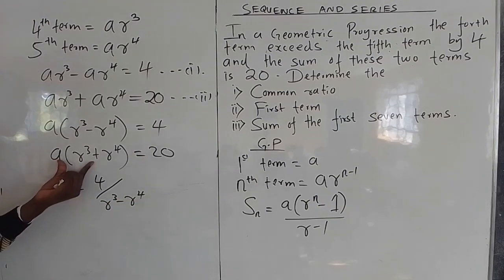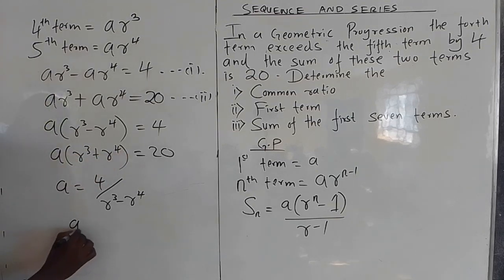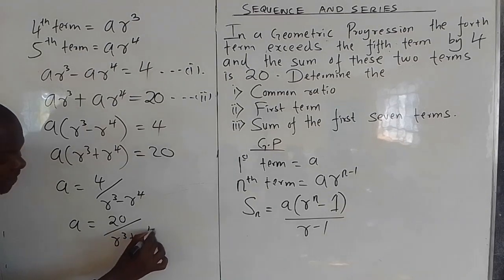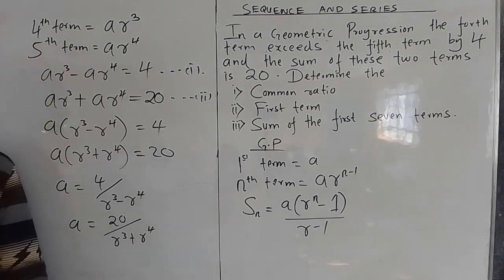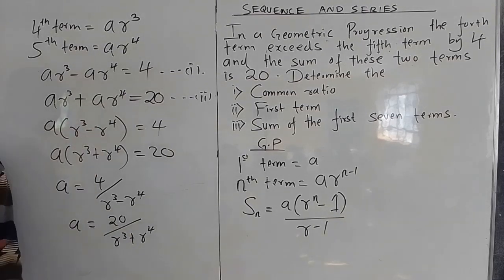Then this other one, if you make A the subject of the formula, you will divide both sides by this. Then you will get A is 20 over R cubed plus R to power 4. See, that is what is there. You make one thing the subject of the formula, then you use substitution, the best method, isn't it? Is that okay? Good.